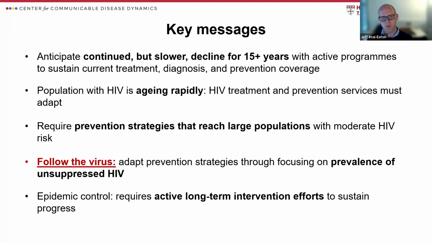As Sikulile just described, we require HIV prevention strategies that are capable of reaching large populations with relatively moderate HIV risk. And to help guide how we need to adapt our prevention strategies, we should think about following the virus, focusing on adapting our prevention strategies by identifying where in the population the people are with prevalence of unsuppressed HIV. And then lastly, to reinforce the message that epidemic control requires active long-term intervention efforts to sustain the progress that we've had over the past 20 years in the HIV response. Next slide.